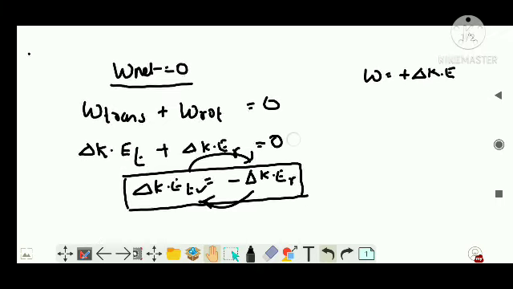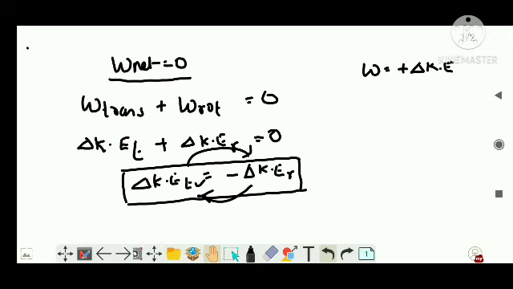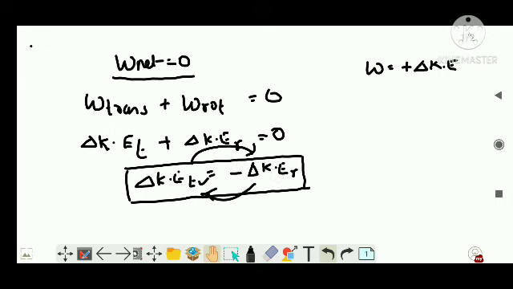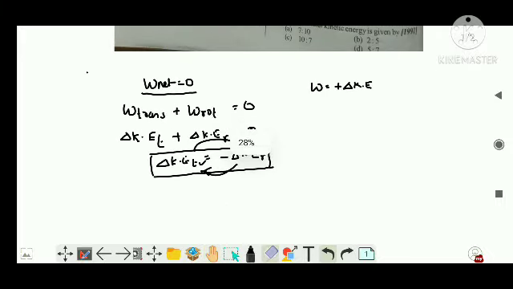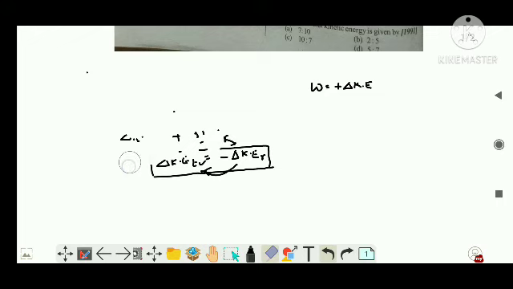So the net work done by the friction becomes 0. There is no friction, meaning no work done by the frictional force. That means there is only conversion of energy between rotational and translational kinetic energy. Clear? This much is clear. It is very easy to understand the logic of the question. So let's move on to the next one.